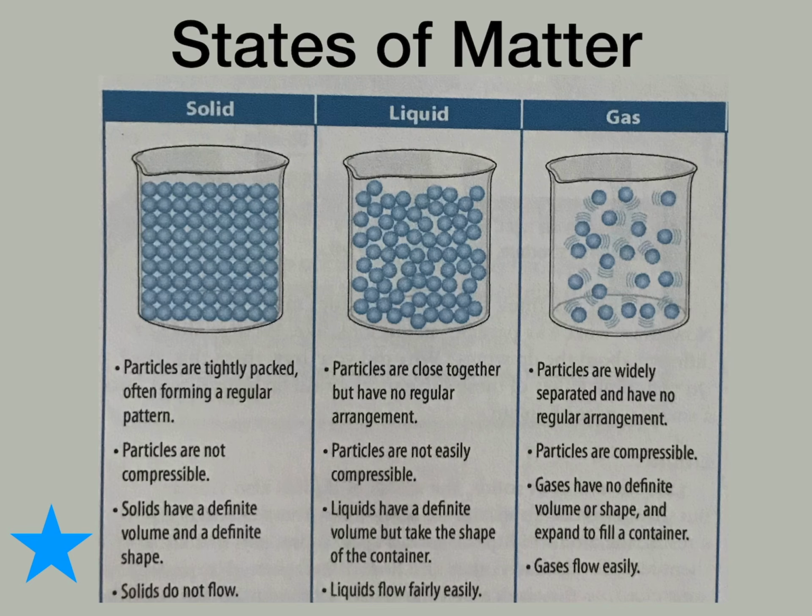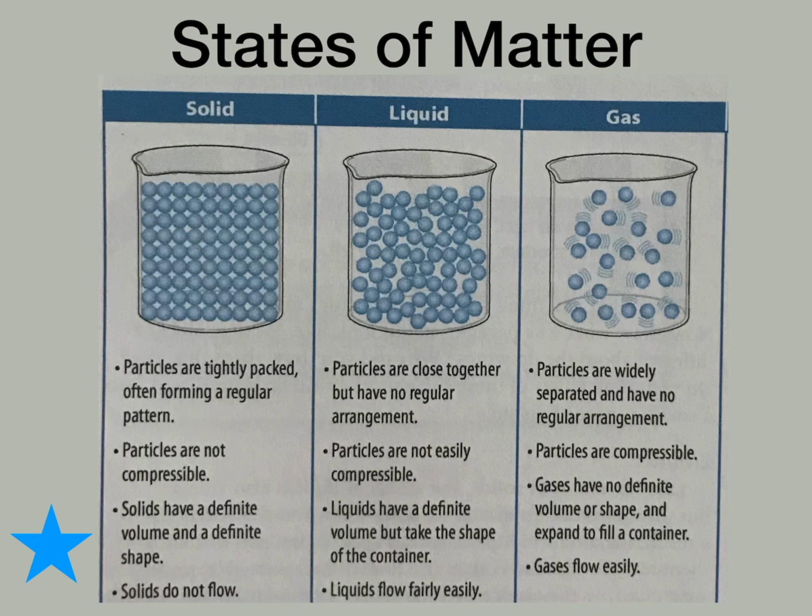Okay, this is in your book, States of Matter. This will help you when you come to the drawing portion of your assignment. If you notice, in the solid state, all of the particles are very tightly packed. They're also in a regular pattern. In this situation, they're in rows and columns. They are not able to move around very much, and they're very close together. So that is a solid.